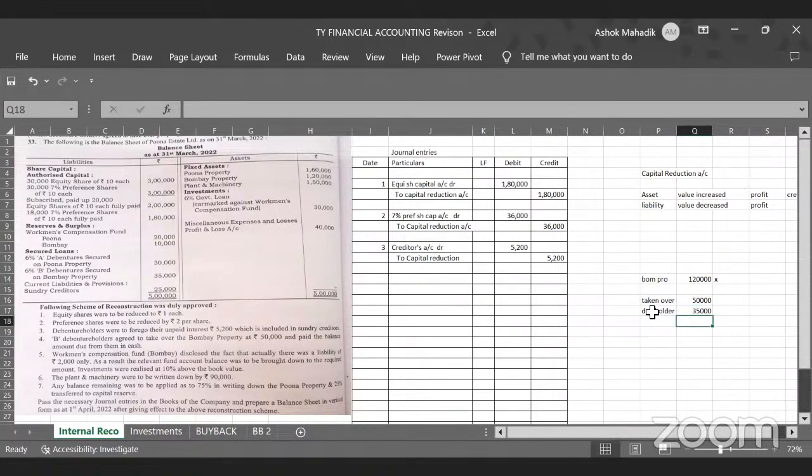Understand again. There was Bombay property. On the asset side, its worth was 1,20,000. It is taken over at how much value? 50,000. So there is a loss of 70,000 first of all. Now this is taken against a liability of 35,000. And the balance will be paid by the debenture holders to the company in cash. So how much cash will the company receive? 15,000.